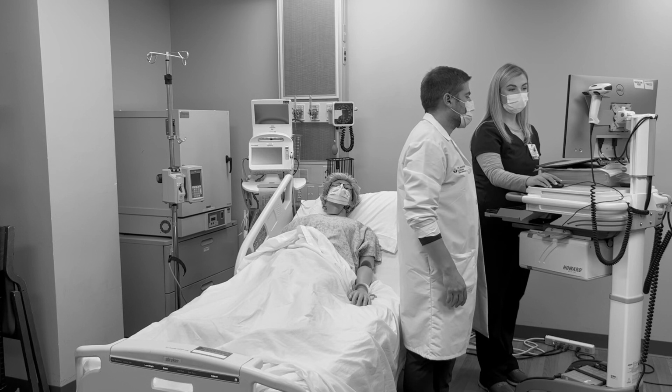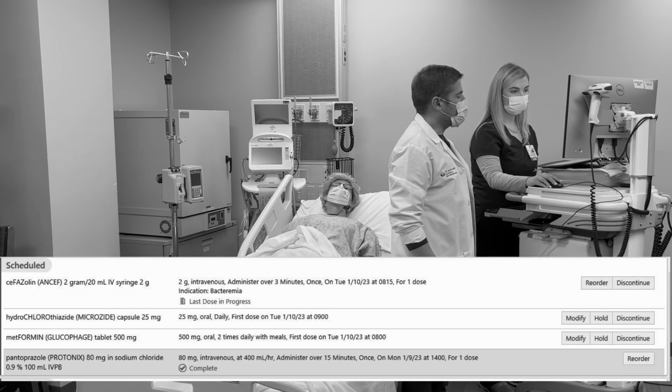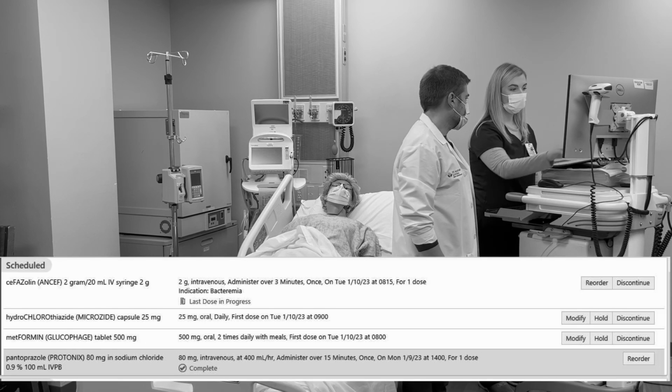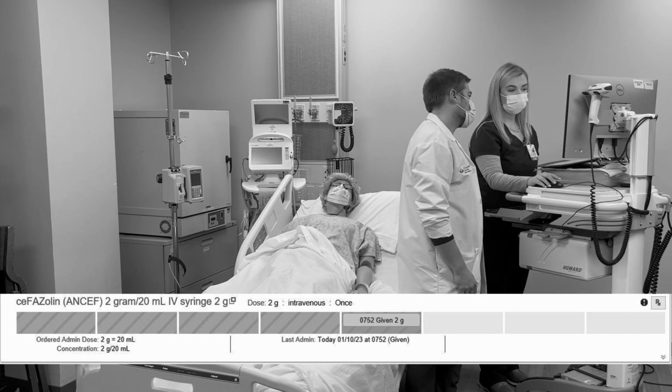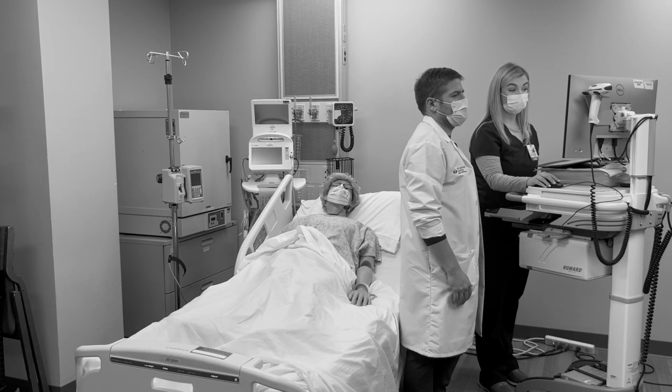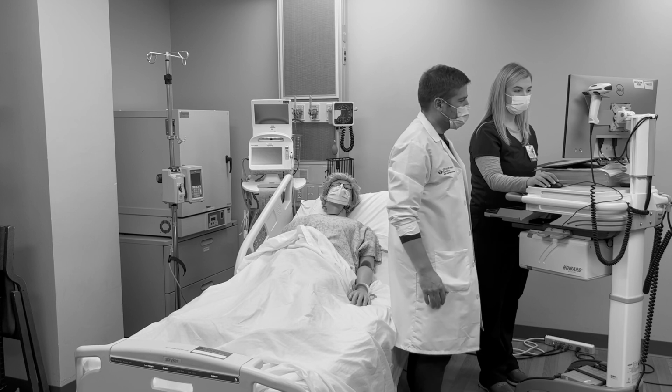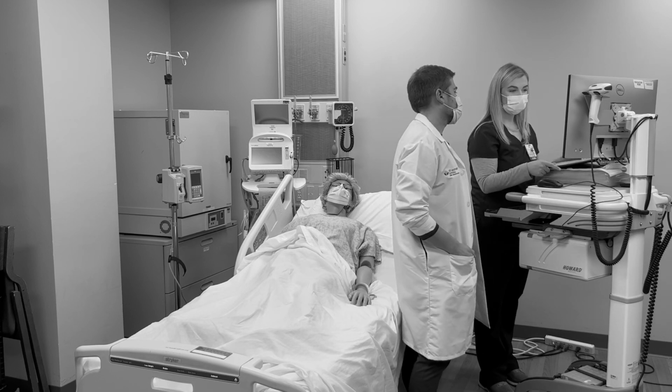Were antibiotics ordered and given to the patient? Yes, cefazolin 2 grams was ordered this morning. The MAR shows that cefazolin 2 grams was administered. Do we agree that the antibiotics were administered? Yes, we agree. Is the consent form signed?